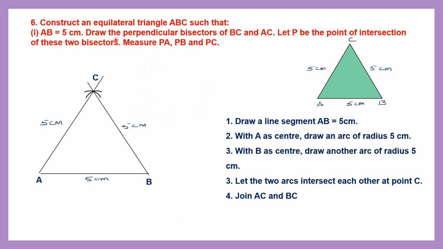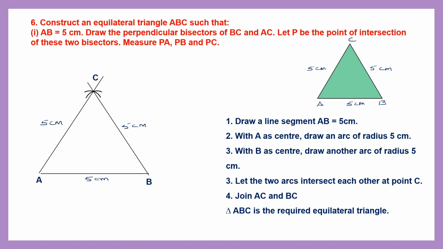Now we have to draw perpendicular bisectors of BC and AC. Which one is that? BC and AC. We have to draw perpendicular bisectors. What are perpendicular bisectors? Straight lines which will cut BC into two equal parts and AC into two equal parts. So now first we've got the required equilateral triangle. Let's continue to get the perpendicular bisectors.